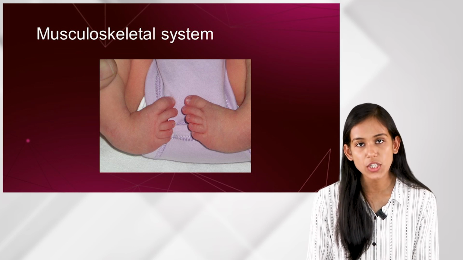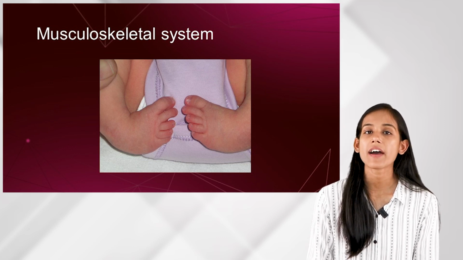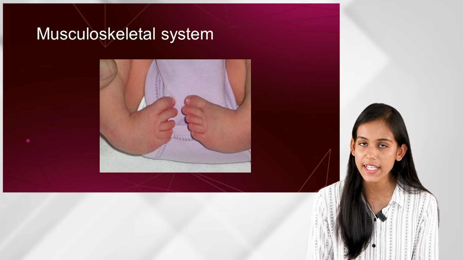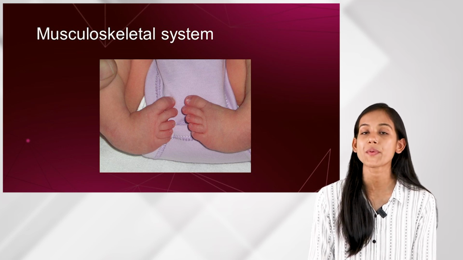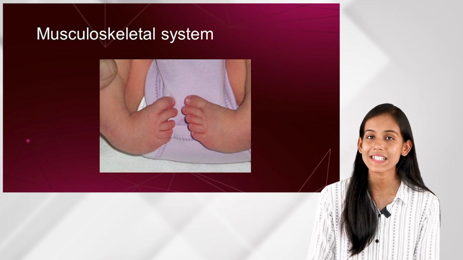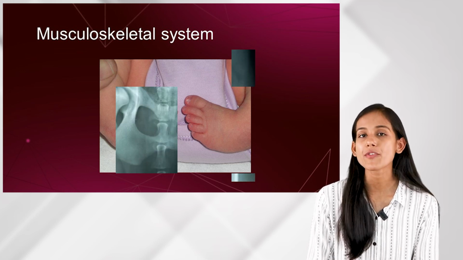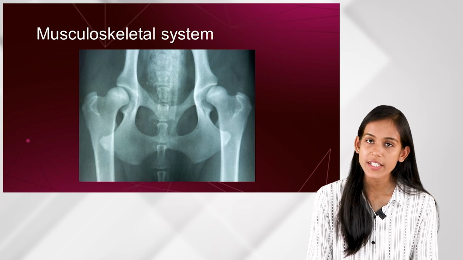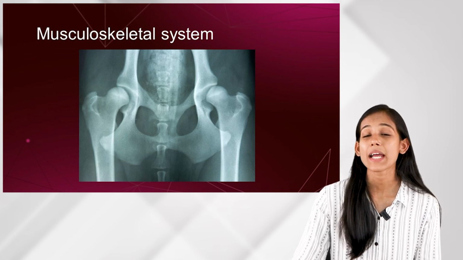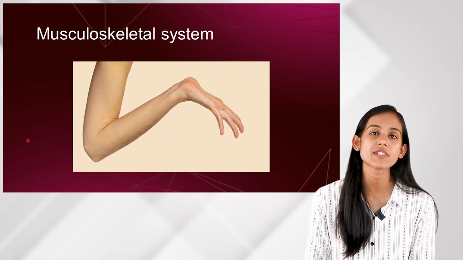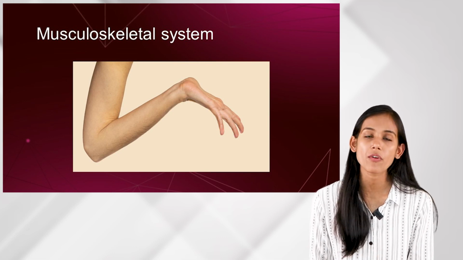Next, coming to the musculoskeletal system, we have club foot. As you can see in the picture, the baby is born with feet turned inward and under, and this is also called talipes. Apart from club foot, there can be congenital dislocation of hip. Then there can be congenital scoliosis, Marfan syndrome, or muscular dystrophies, etc.